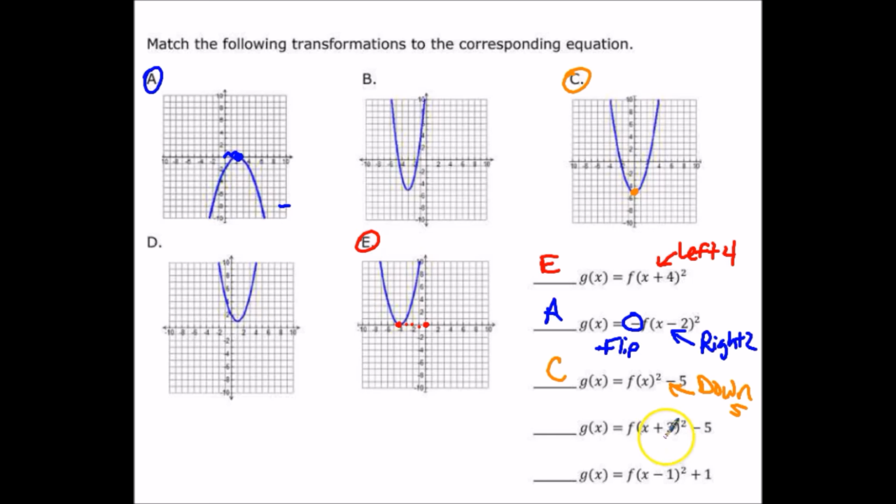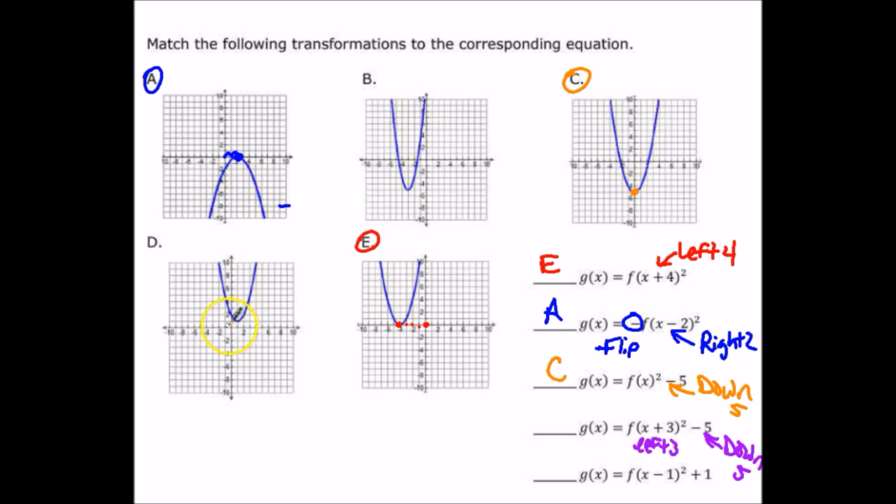We already know this affects the x's, but it's doing the opposite. So on the x's, I'm going left or right. I would think right, but since it's plus, I'm actually going left. Left 3. And then this one outside means down 5. All right, that's pretty cool. So we got a left 3 and down 5, and we only got 2 more choices left.